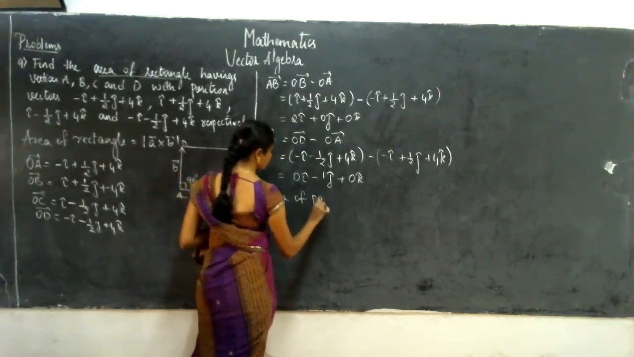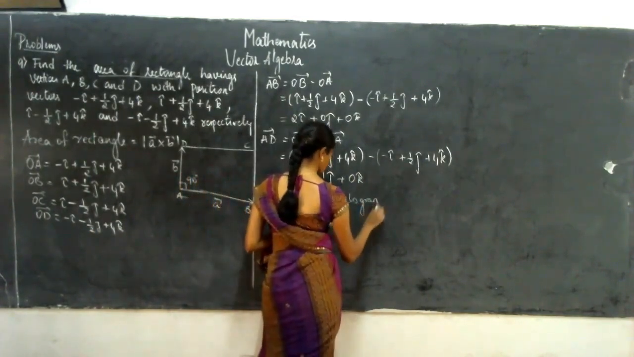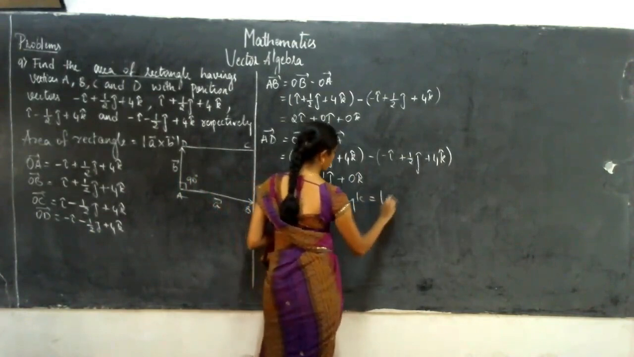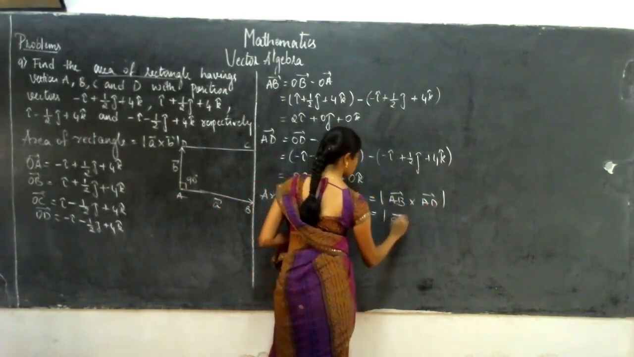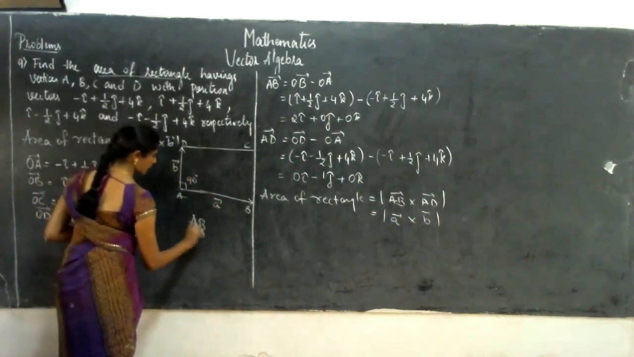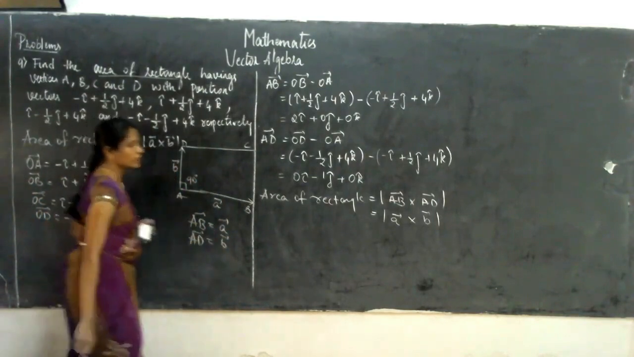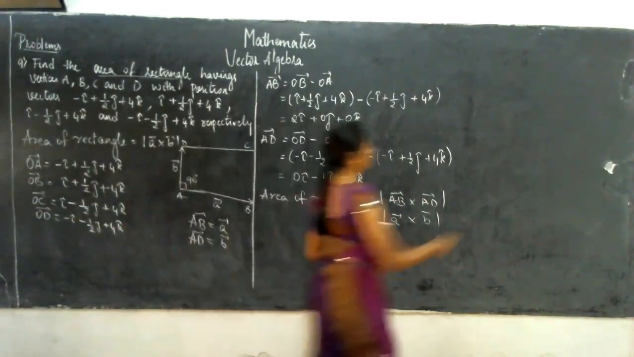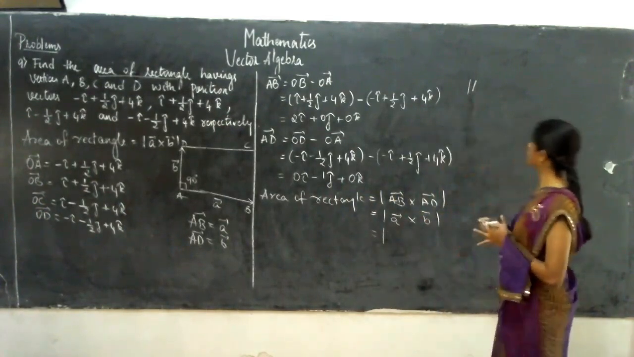Therefore, area of parallelogram, here it is a rectangle. So area of a rectangle is equal to magnitude of vector AB cross vector AD, which is magnitude of vector A cross vector B. So here we have called vector AB as vector A and vector AD as vector B. Therefore, we need to find the magnitude. So let us first find the cross product here.